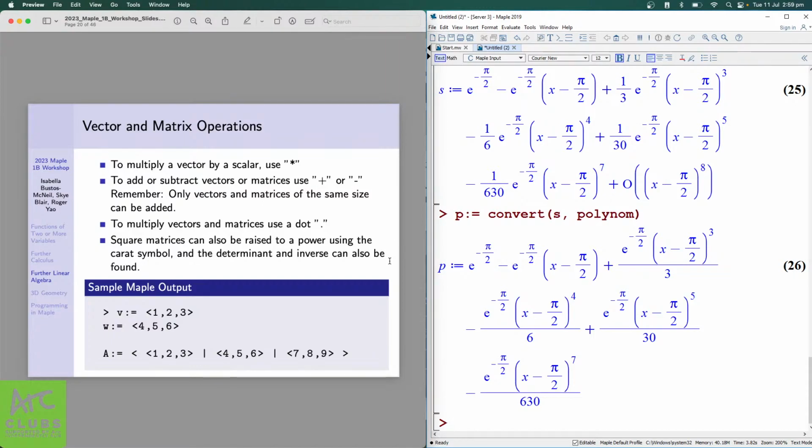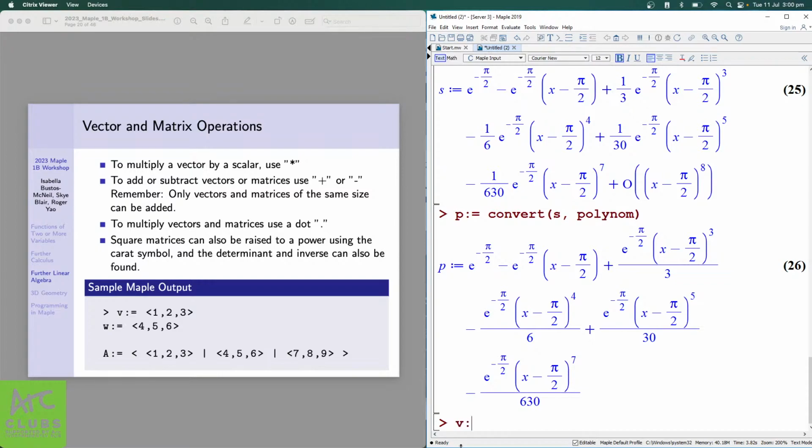To multiply vectors and matrices, we use a dot. Square matrices can also be raised to a power using the caret symbol, which is this symbol, and the determinant and inverse can also be found. And so this is just an example here of a couple of vectors and a matrix. And so you can just use the operations that I explained to do them.